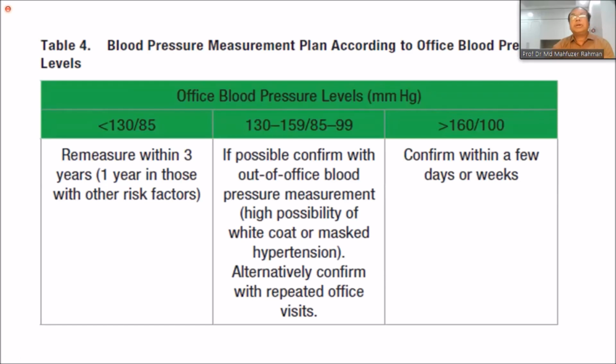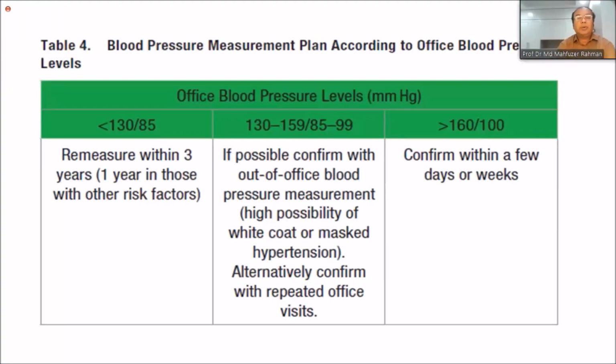Blood pressure measurement plan according to the office blood pressure level. If the office blood pressure level is less than 130 over 85 millimeters of mercury, that is, 130 systolic and less than 85 diastolic, we remeasure within 3 years. And for a patient having risk factors, the blood pressure should be remeasured in 1 year.